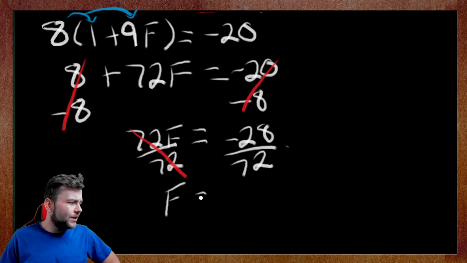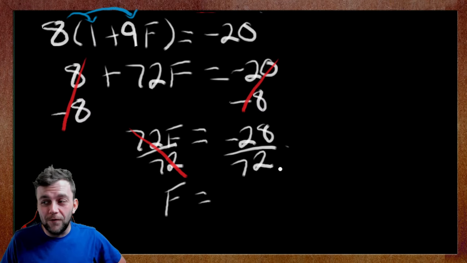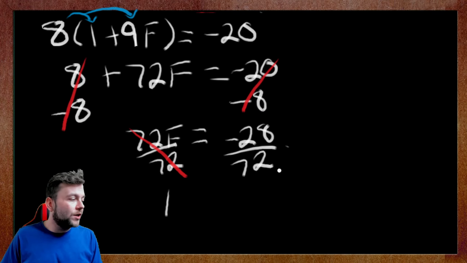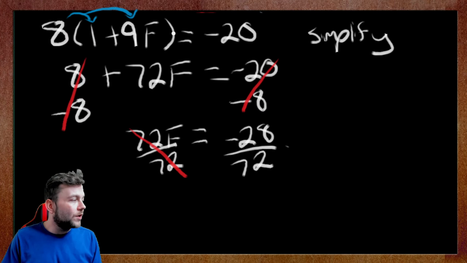F equals negative, well, do you know what? Let's just keep it as a fraction. We don't need to answer this in decimals. So how are we going to simplify? Make sure all of my math is right. Yeah, it is. It looks like it. Yeah, negative 20 minus 8. Yep, minus 28, 72. Good.